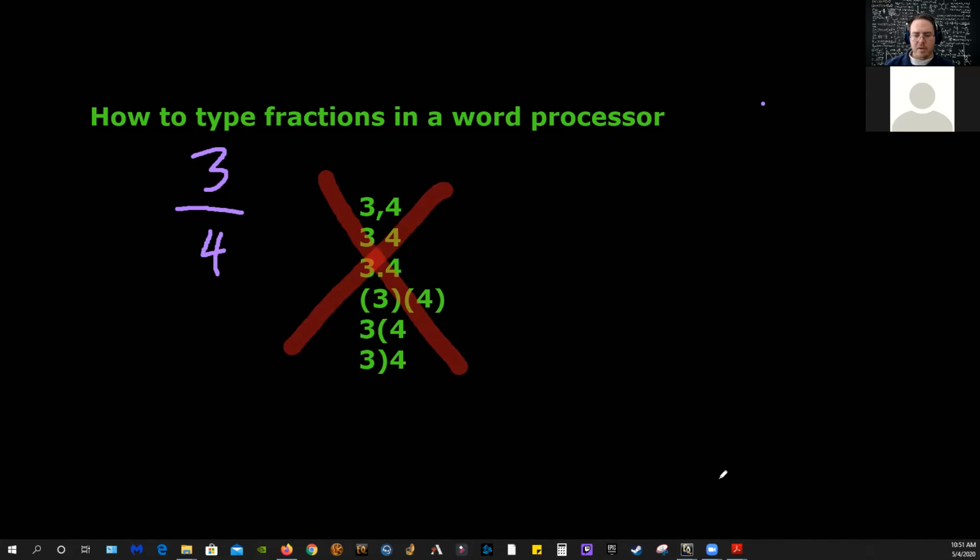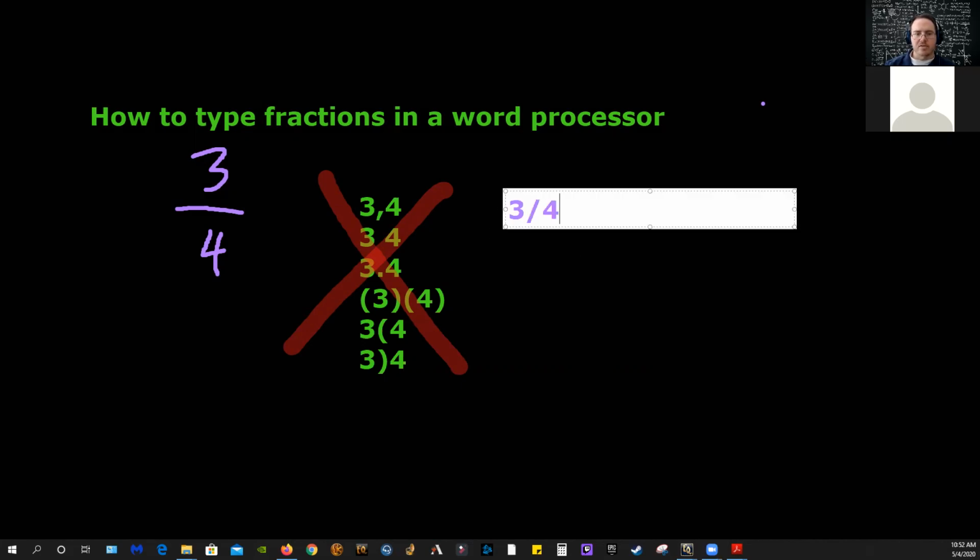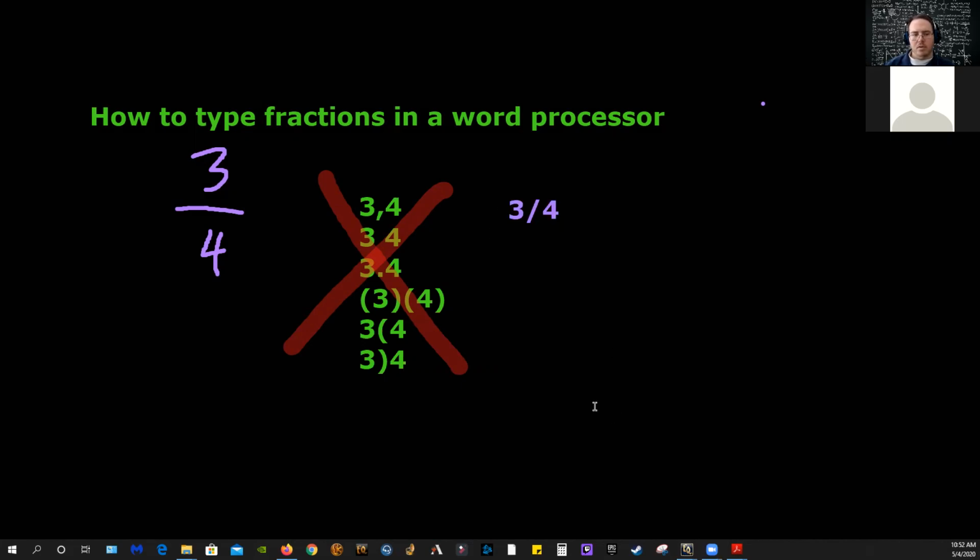The way you want to type it is 3/4. So if you want to type them correctly, just do number / other number, like numerator / denominator, and everyone knows how to read it. Okay.